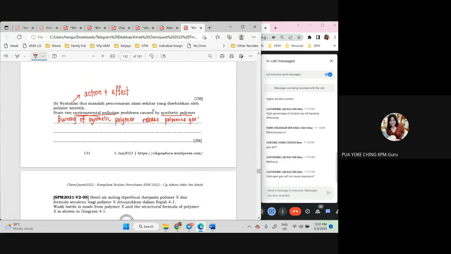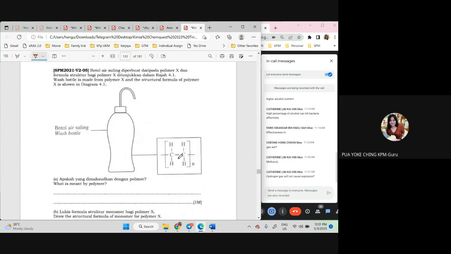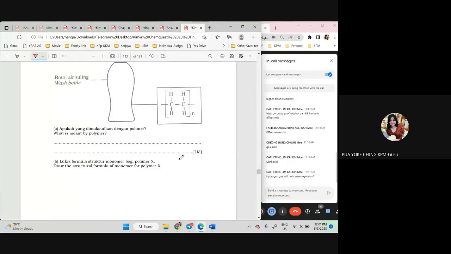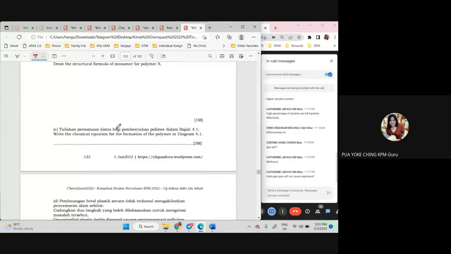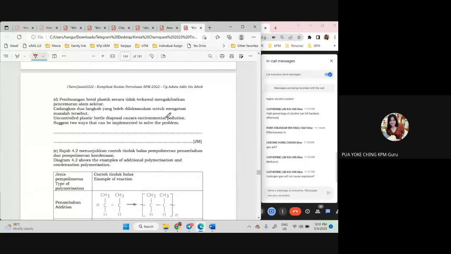Okay, synthetic polymer yang dibuang merata-rata menyebabkan sistem peparitan tersumbat. Synthetic polymer yang dibuang ke dalam sungai dan laut menyebabkan pencemaran air dan menjejaskan kehidupan aquatic. Okay, so you need to be more specific lah. Okay, how they die ke macam mana. Okay, so this is SPM 2021 version 2. It's a bottle air suling. So you get the polymer. So it's ask the same thing. What is polymer? Draw the monomer. Write the persamaan.